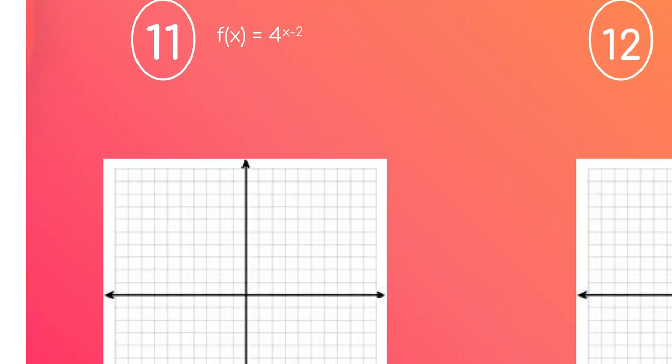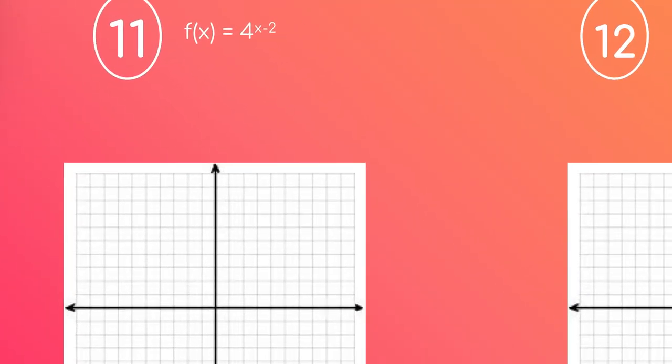All right, 11 and 12. Let's go ahead and do that one as well. Looking at my exponent, because I have that -2, I'm shifting 2 units to the right. My parent function was 4 to the power of x. So those key points are (0, 1) and (1, 4). Just graphing those really quick. Shifting it 2 units, 1, 2, and graphing. It looks something like this.